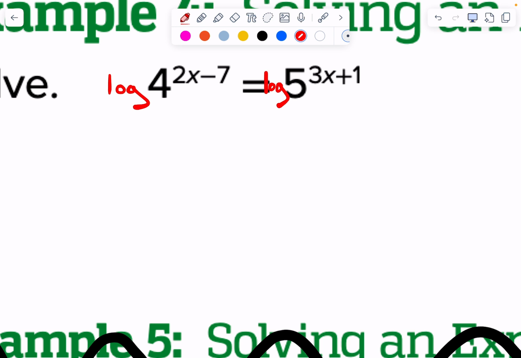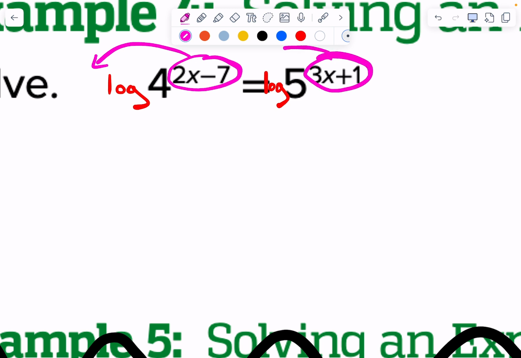By logging both sides, now what can I do? No, we can't cancel anything, not in this case because it's 4 and 5. What do we do after I log both sides? Oh, bring the exponents down in front. Okay, let's bring them down in front.